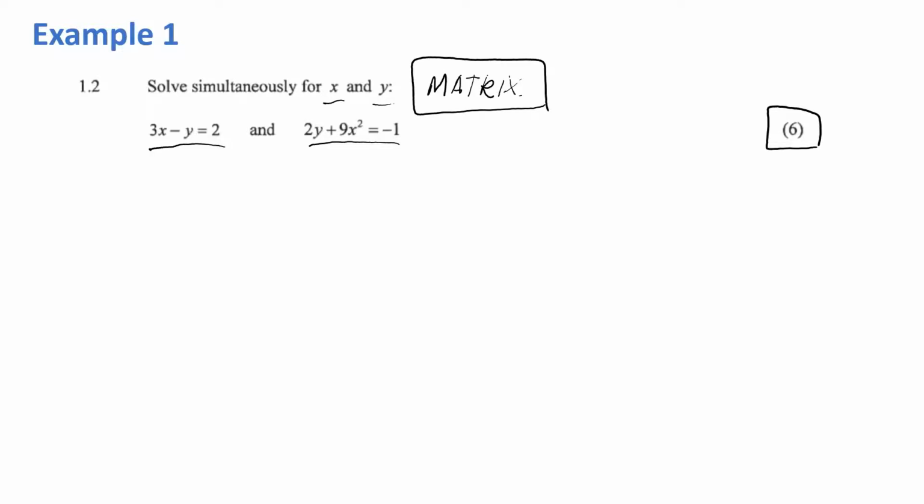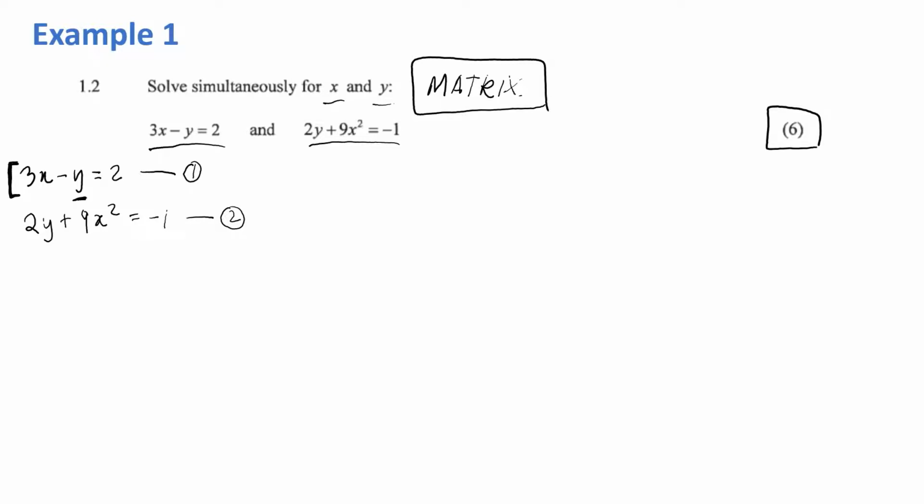So we're going to start by, I always do this by numbering it. That helps me explain it better. It also helps me not to make a mistake. So the first one, I'm going to name equation 1. Okay. And the second one, plus 9x squared equals minus 1. That's equation 2.